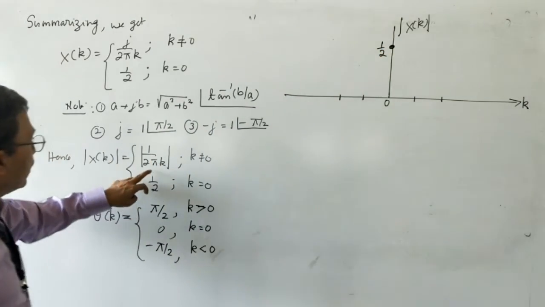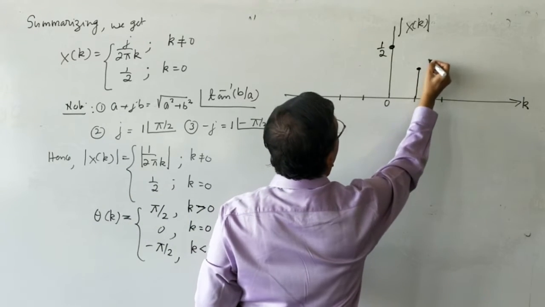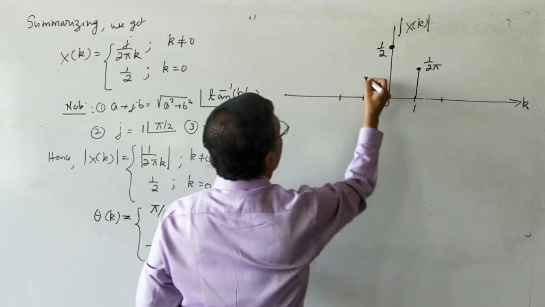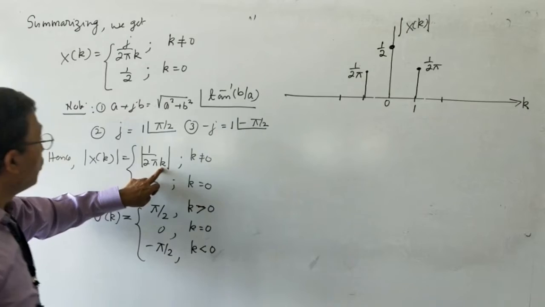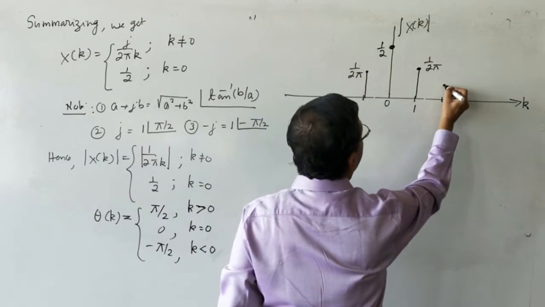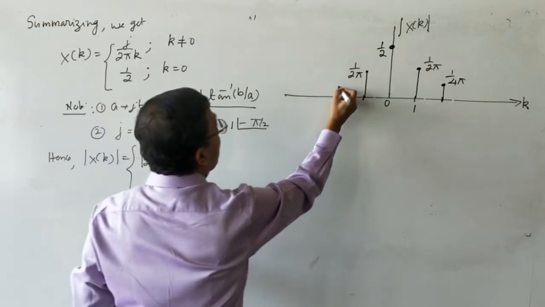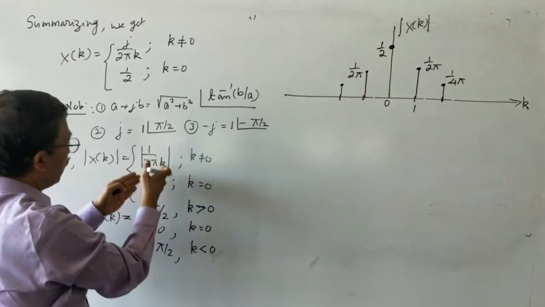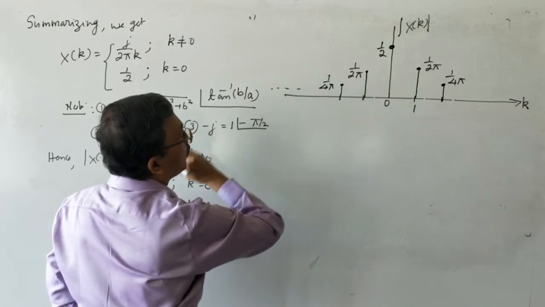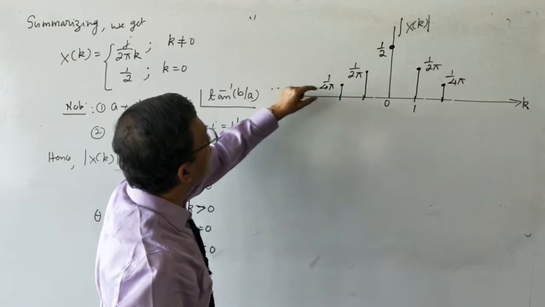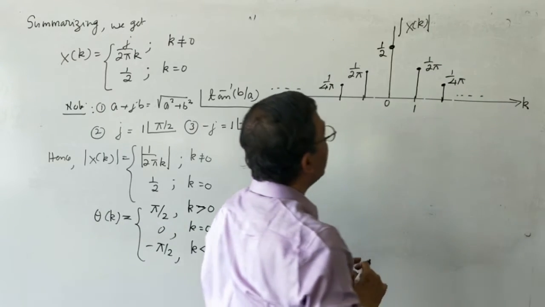When K is 1, what do you get? 1 by 2 pi. When K is minus 1, you also get 1 by 2 pi. When K is 2, what do you get? 1 by 4 pi. When K is minus 2, because of modulus, you get again 1 by 4 pi. This continues; as you go towards minus infinity, the amplitude keeps decreasing. As you go towards plus infinity, the amplitude keeps decreasing.